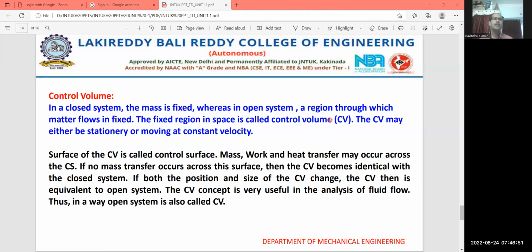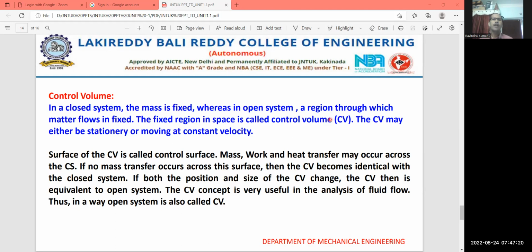In the last class, we discussed what is meant by a system and the types of a system. Once again, recapitulating the last class points: the types of a system are closed system, open system, and isolated system. Apart from that, we have discussed the homogeneous and heterogeneous system and its basic examples.